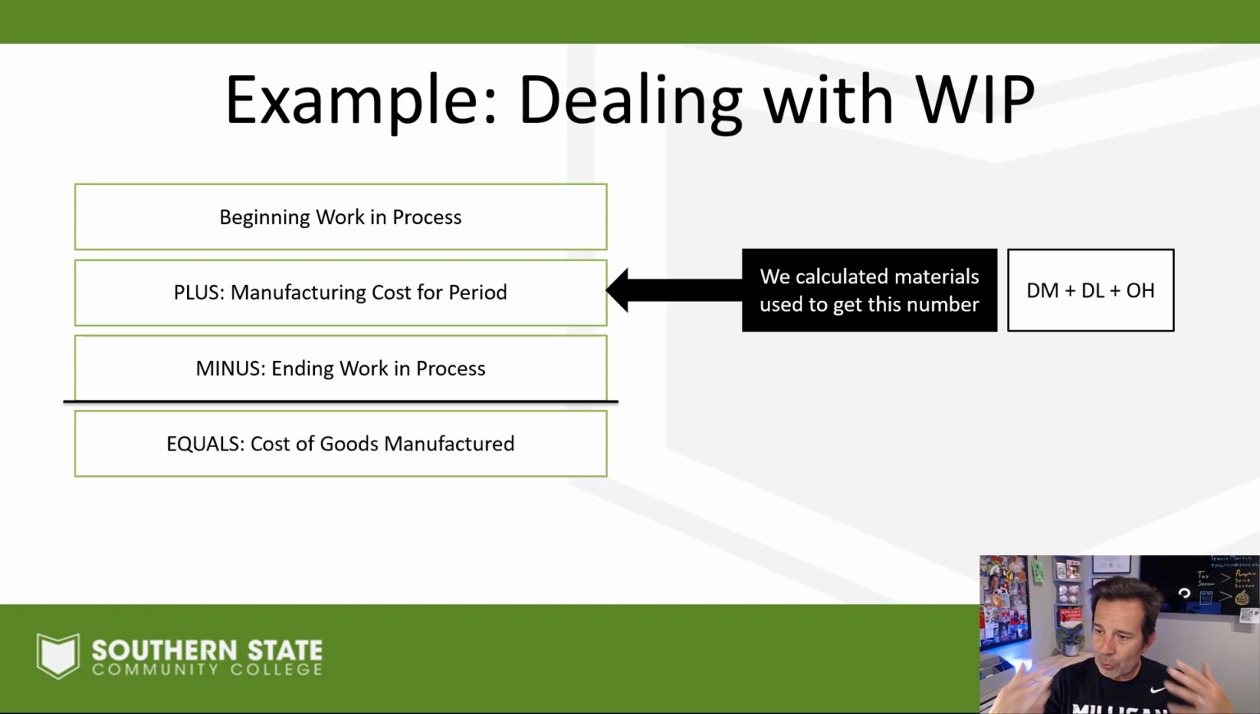And so again, we'll break that down for you. Our beginning work in process, we're going to add in our manufacturing cost for the period, direct material, labor, and overhead. We're going to subtract out ending work in process, and that's going to give us our cost of goods manufactured. The cost of goods manufactured during the period, the cost of goods completed during the period.